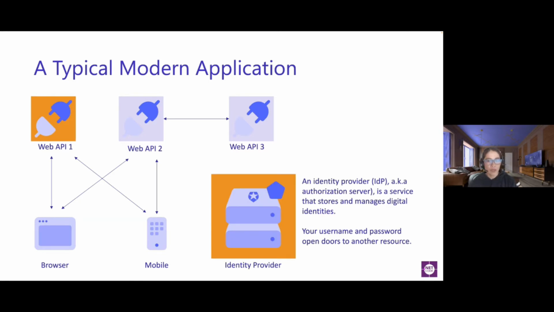So how do we resolve this scenario? Well, this is where the identity provider comes into the picture. The identity provider essentially holds the claims. Again, what are claims? These are the personal information of the user that we mentioned earlier, right? An identity provider is a service that stores and manages digital identities. So basically, your username and your password open doors to another resource. And one thing to keep in mind is that an identity provider implements OAuth and OpenID Connect.